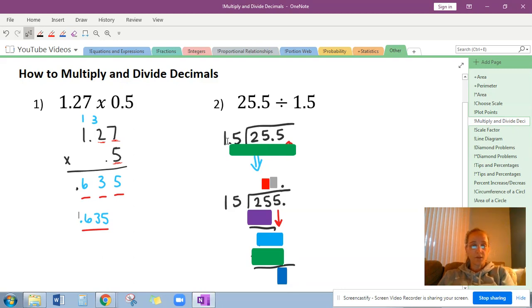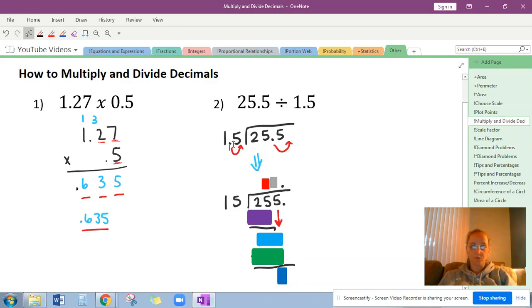So if I want to get rid of this decimal, I'm just going to move it one place to the right. So basically I'm just multiplying by 10. But if I do that on the outside, I have to do it to the other number as well, because whatever I do to one number, I should do to the other number. So I move this decimal place 1 to the right, and then this one 1 to the right. And so this turns into the problem 255 divided by 15.